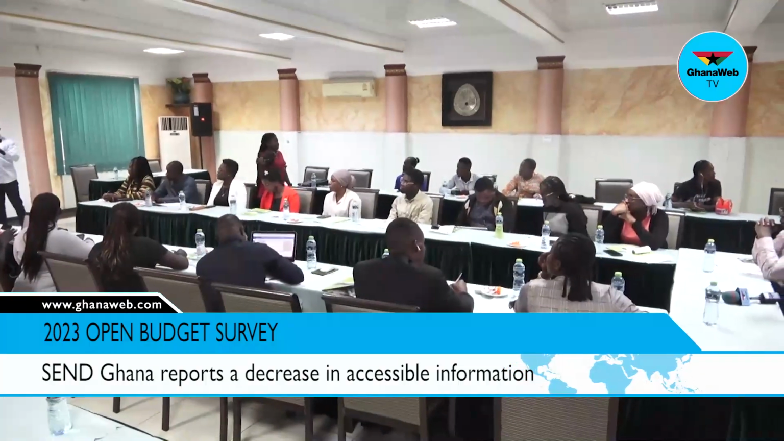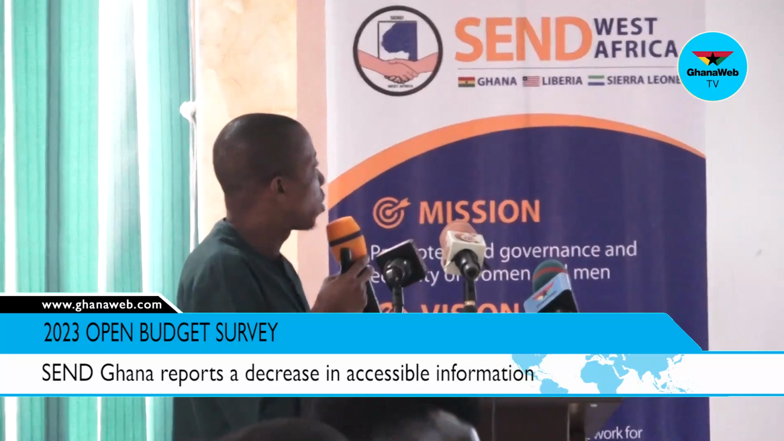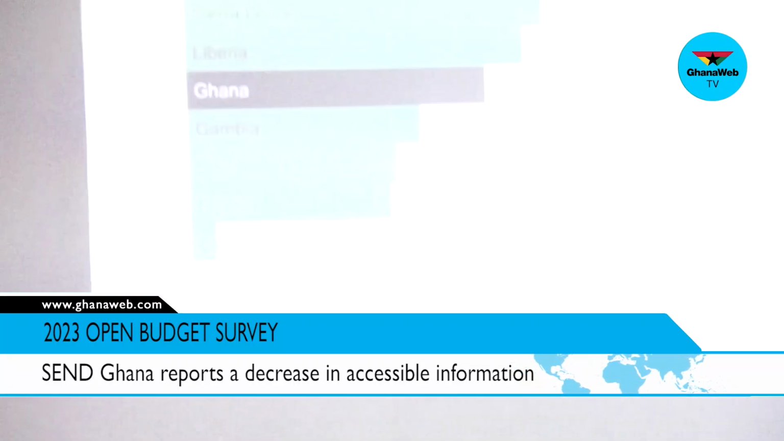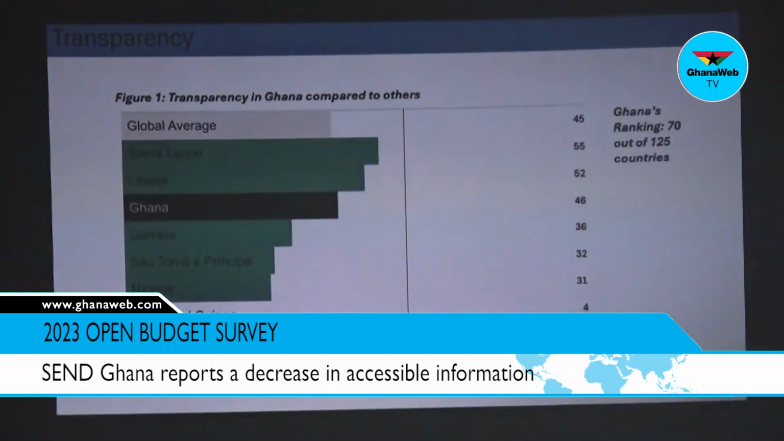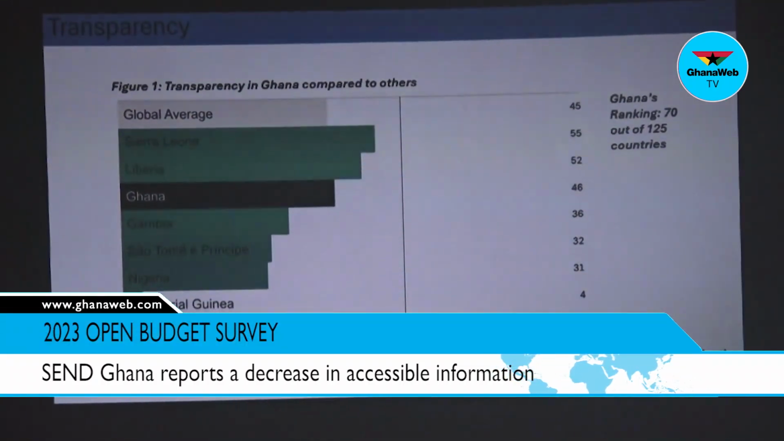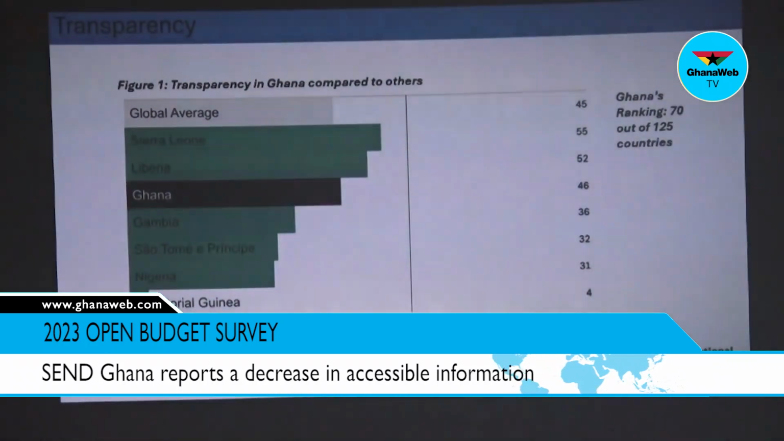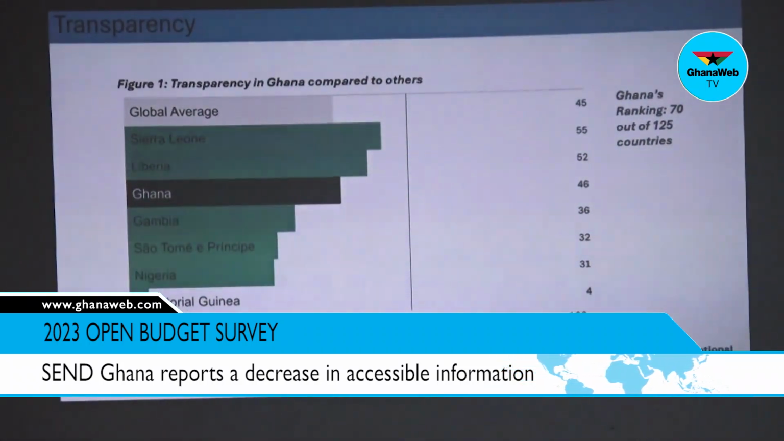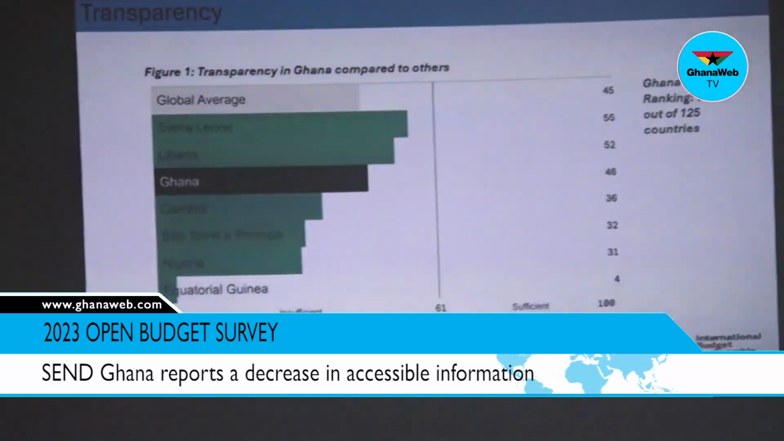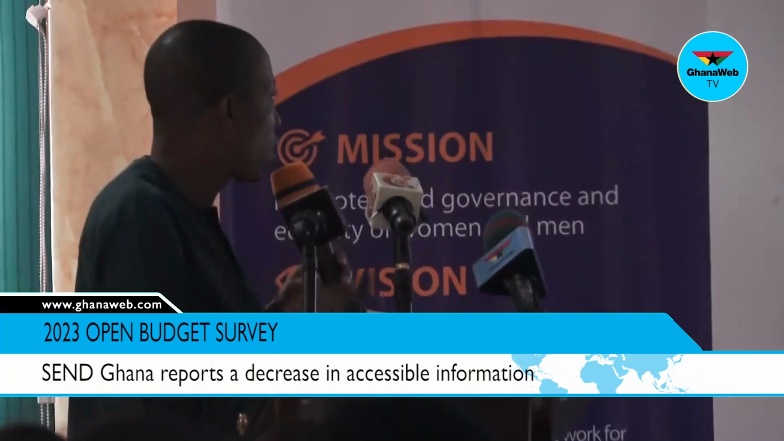If you look at the ranking out of the 125 countries that participated in the survey, at the transparency score, Ghana was ranked 70th out of the 125 countries around the world. In terms of our peers in the sub-region, Ghana was placed third, with Sierra Leone coming first, followed by Liberia. We were only able to beat the likes of Gambia, Sao Tome, Nigeria, and Equatorial Guinea.